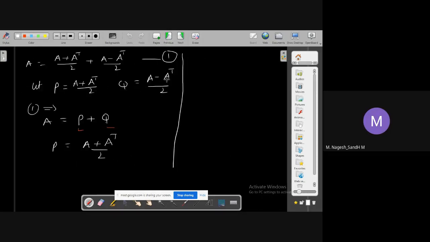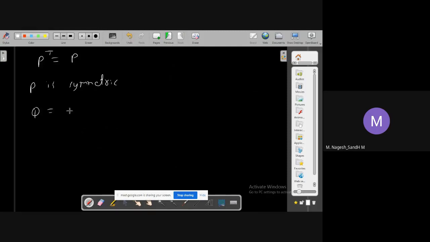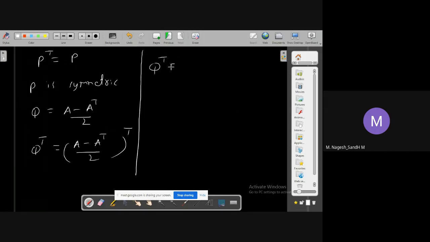What is Q? Q is (A minus A transpose) by 2. So Q equals 1 by 2 into (A minus A transpose). Again take the transpose. Taking transpose on both sides, Q transpose equals (A minus A transpose) whole transpose. Just now I said, if you want, I'll write here, 1 by 2 outside, (A minus A transpose) whole transpose.